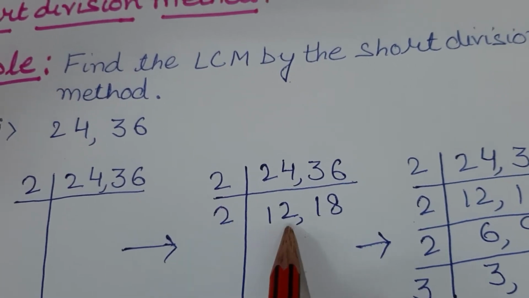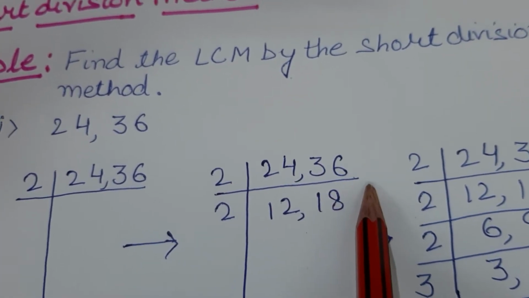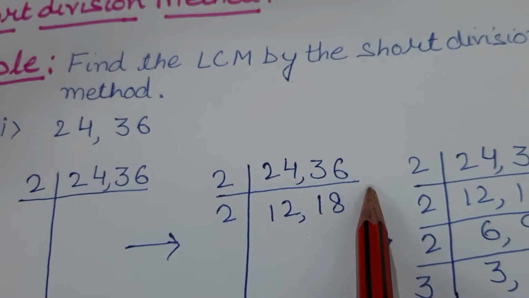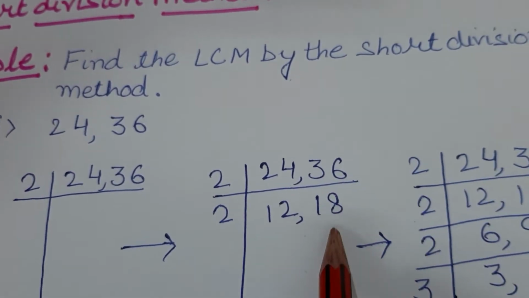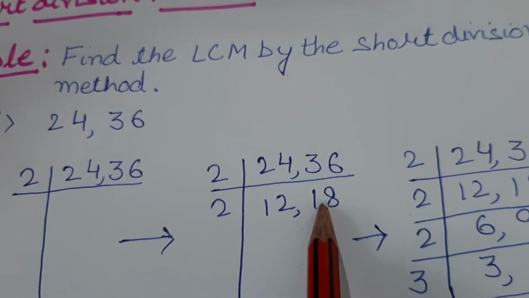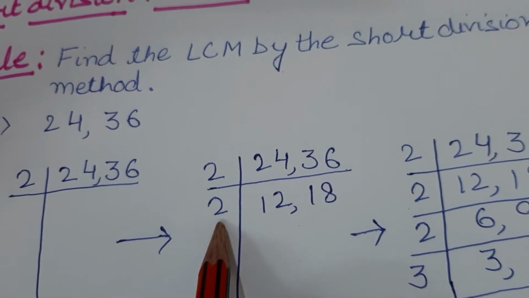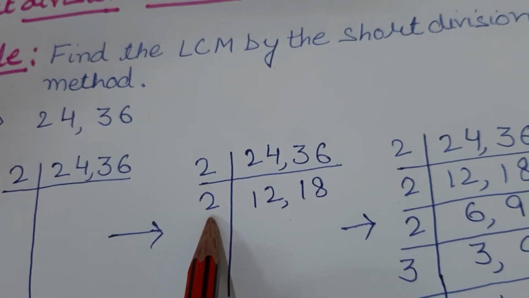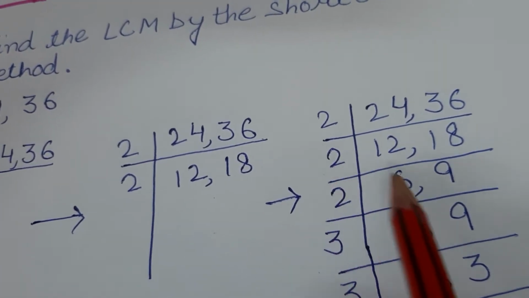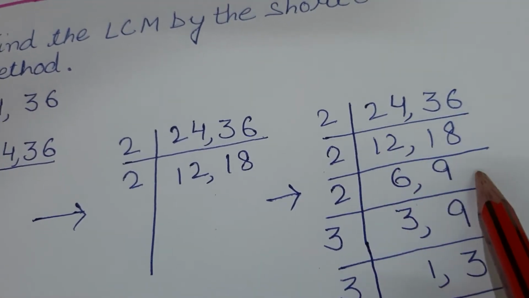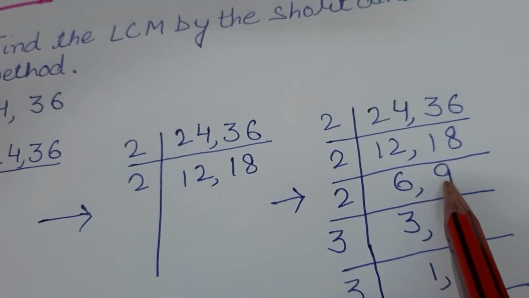12 2s are 24 and 18 2s are 36. If you are not very good in tables, you can divide 36 by 2 in rough work and you will get the second factor. Again both are even, so again we will divide by 2. 2 6s are 12 and 2 9s are 18. So we have written the second factors.